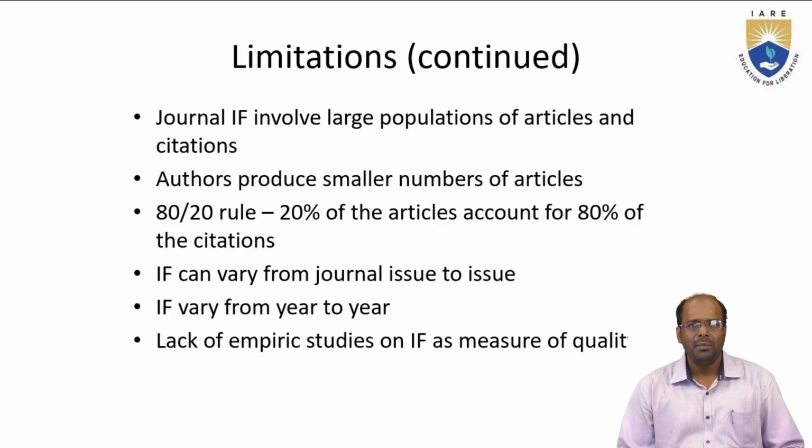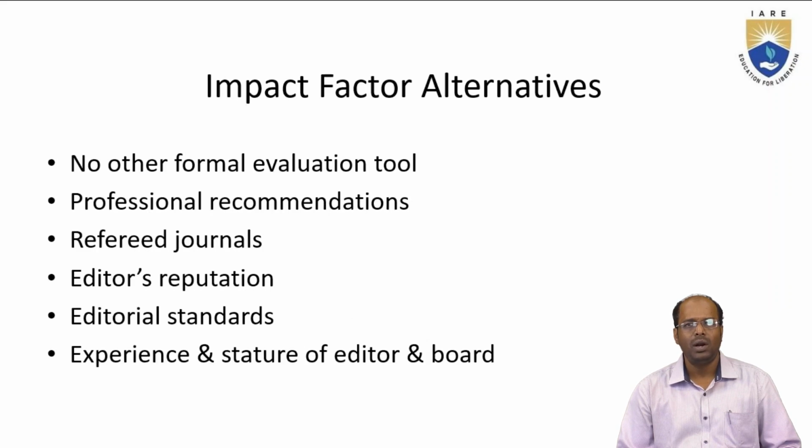Further limitations we are going to see on this particular slide. Journal impact factor involves a large population of articles and citations, while authors produce a smaller number of articles. There is the 80 by 20 rule, that is, 20% of the articles account for 80% of the citations. So this is a major drawback for self-citations. Impact factor can vary from issue to issue and from year to year. There is a lack of empirical studies on impact factor as a measure of quality.